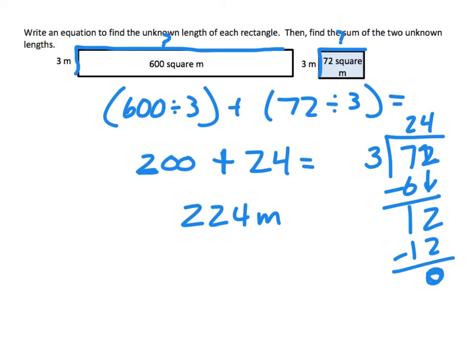So there we go. There's a problem that we can just kind of get started with, thinking about division again. Let's go ahead and jump into some of the problems that you're going to be working on in your problem set tomorrow.